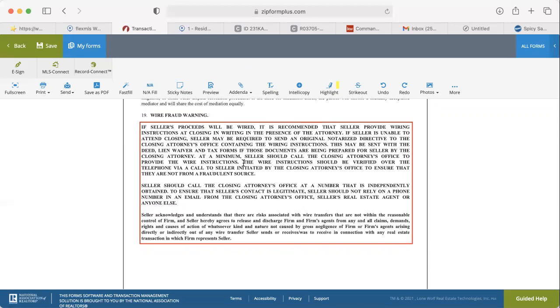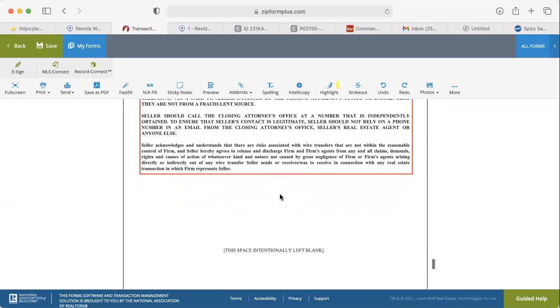You'll have a buyer or a seller sign. It basically means you as an agent, you stay out of being in the middle of any transfer of wiring instructions. If the seller is going to have their proceeds wired to their bank account, you let the attorney and the seller figure out how to get that money there. You stay out of it.